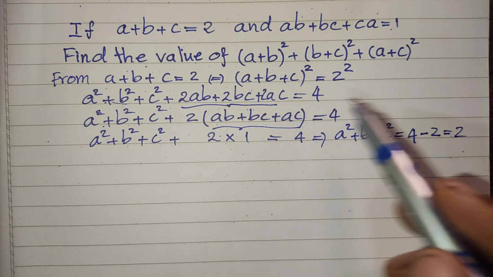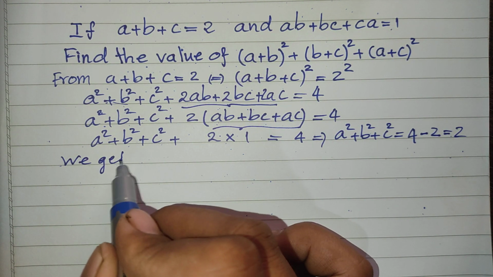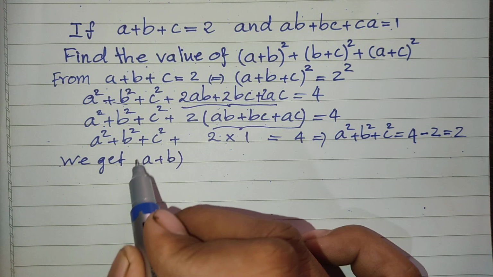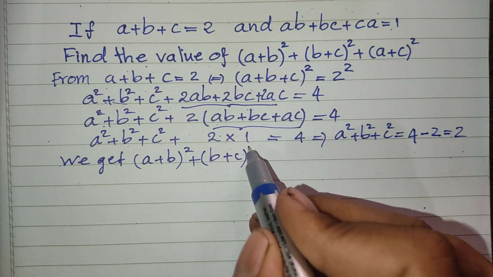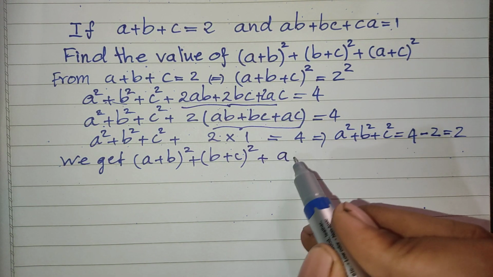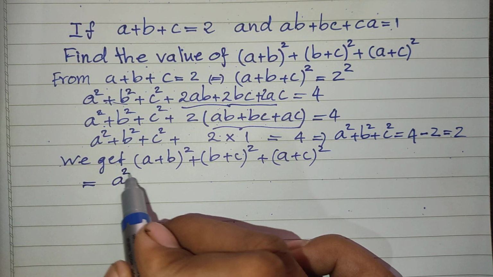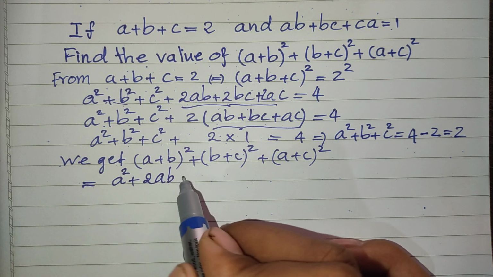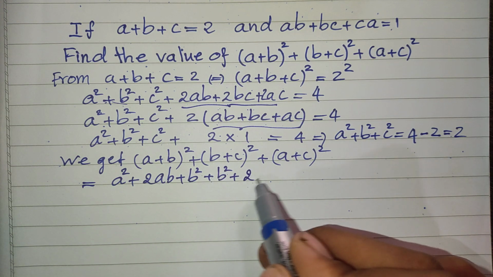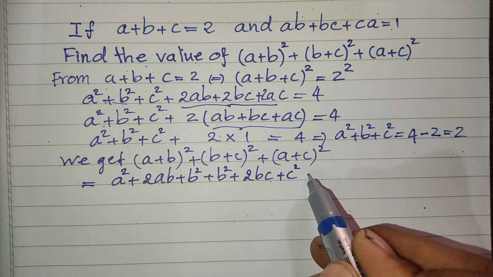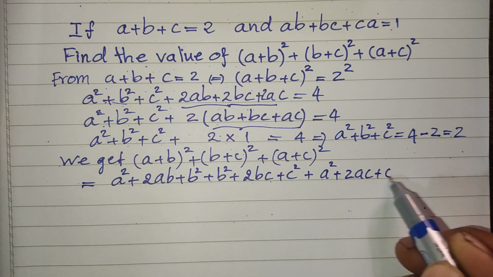Okay, now we can find the value of the expression. So we get (A plus B) squared plus (B plus C) squared plus (A plus C) squared, which equals A squared plus 2AB plus B squared, plus B squared plus 2BC plus C squared, plus A squared plus 2AC plus C squared.